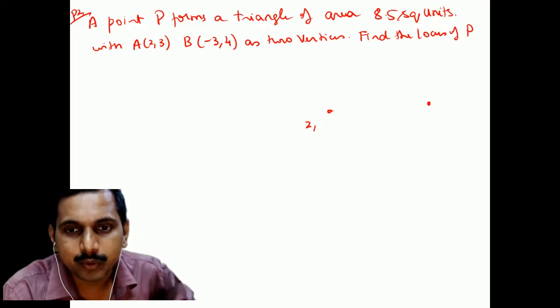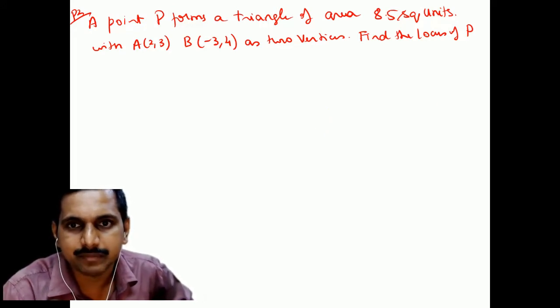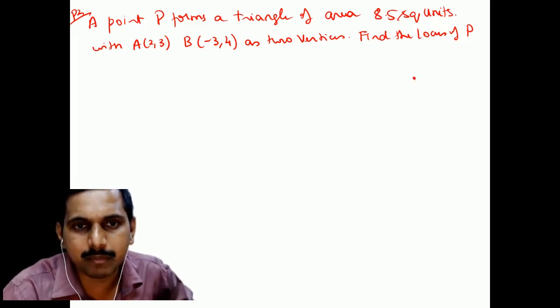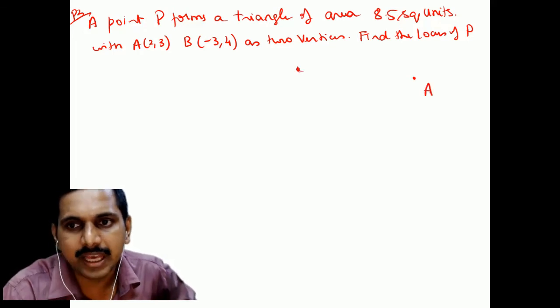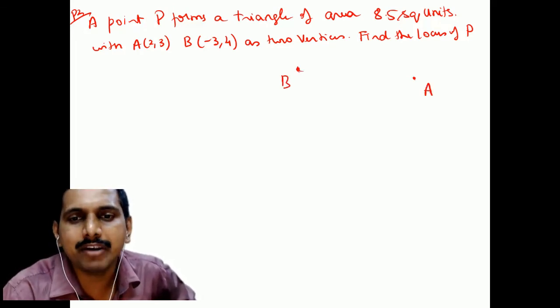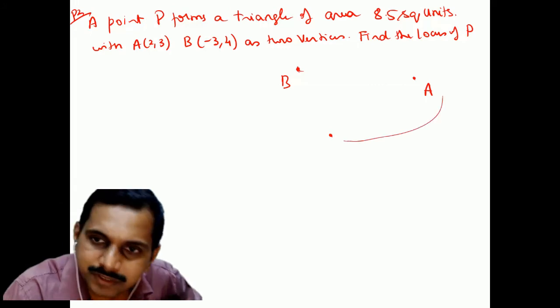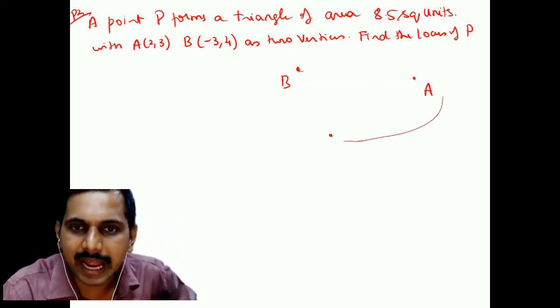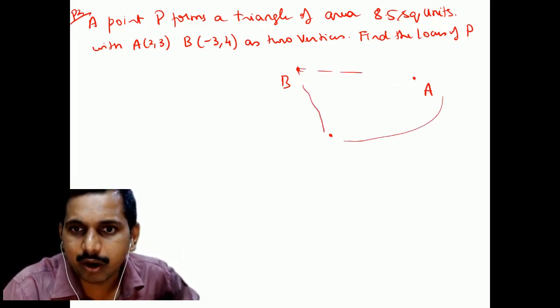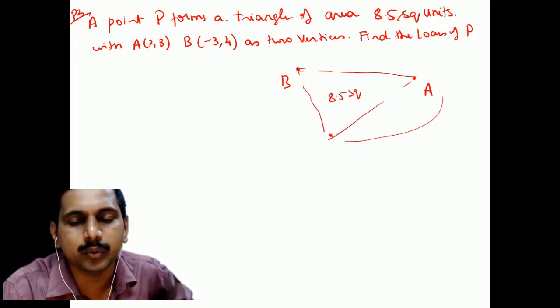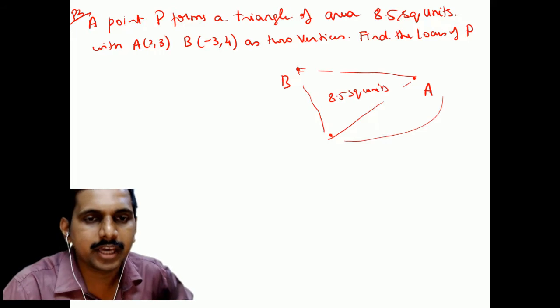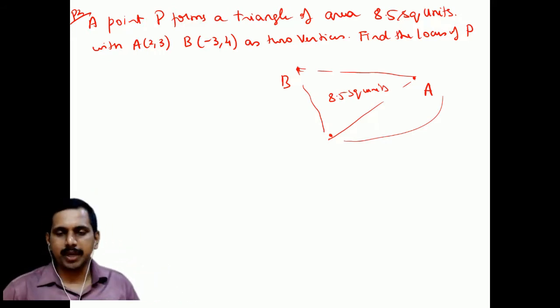That means you have to understand, you have to imagine how it is. So (2, 3) is somewhere here. (-3, 4) is somewhere here. So this is A, this is B. You have a point P. It moves in space in such a way that the area of this triangle is always equal to 8.5 square units. Can you find out the locus of P, the equation of point P's motion?